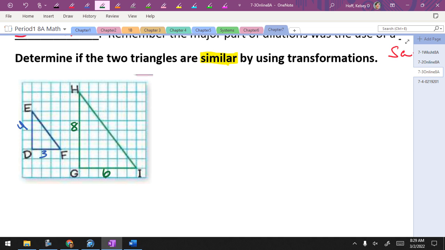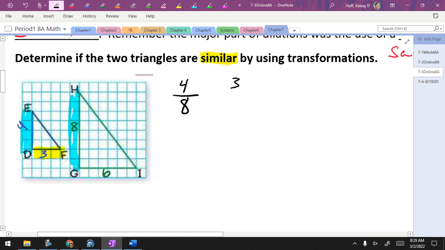So we have to set these up together. The side length of 4 on that blue triangle would match up with what side on the green triangle? 8. Very good. Then the side length of 3 would match up with 6. Grab your calculator. Divide those two fractions and turn them into a decimal. 4 divided by 8, 0.5. 3 divided by 6, 0.5.